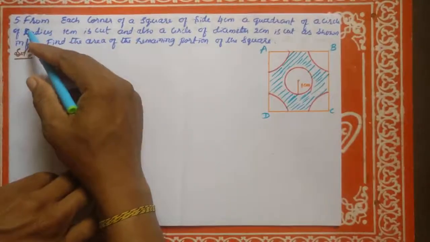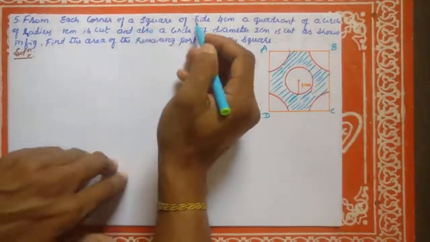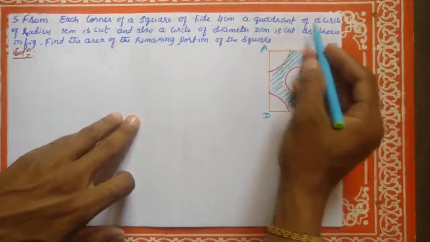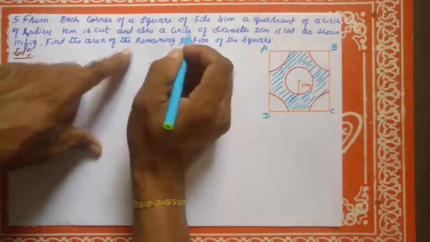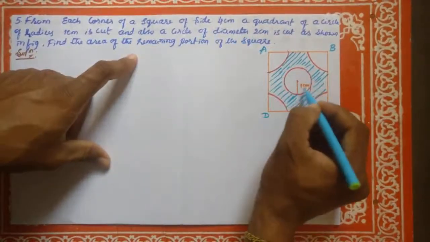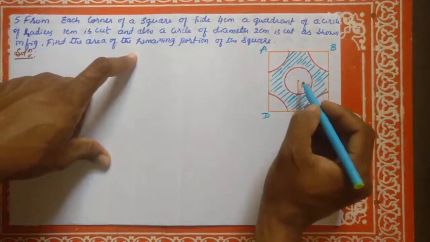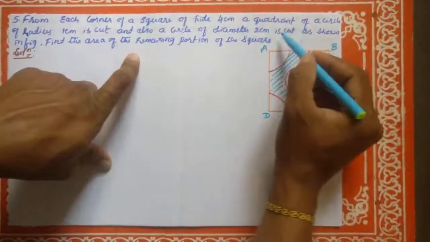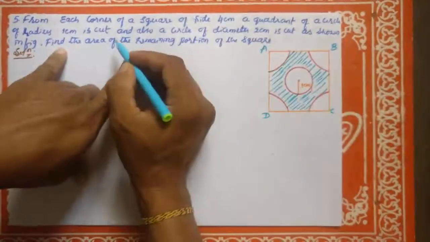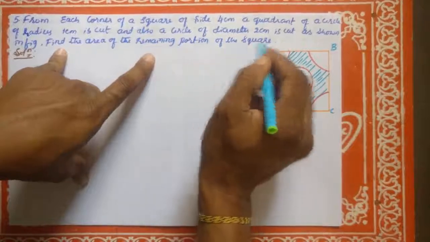Let us discuss the fifth question. From each corner of a square of side 4 cm, a quadrant of a circle of radius 1 cm is cut, and also a circle of diameter 2 cm is cut off, as shown in the given figure. If the diameter is 2 cm, therefore the radius is equal to 1 cm. Find the area of the remaining portion of the square.